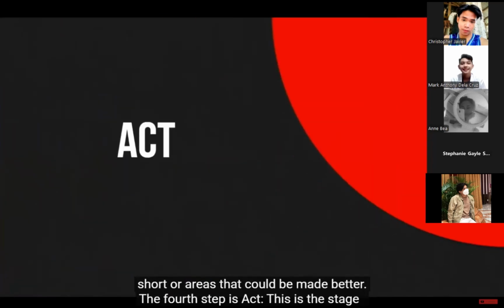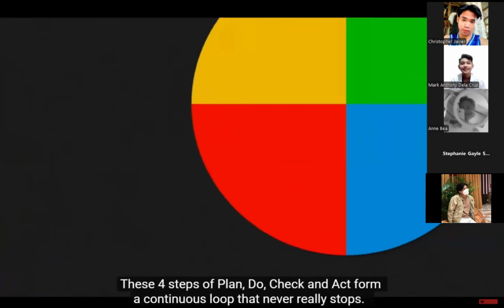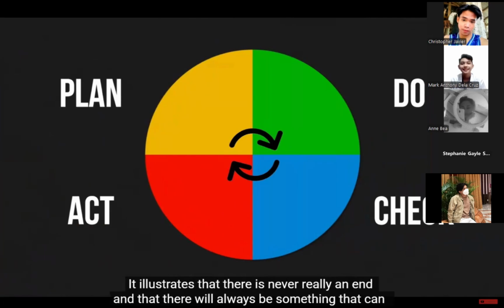And the fourth step is act. This is the stage where you implement those modifications that you made to your process and improve your work. These 4 steps of plan, do, check, and act form a continuous loop that never really stops. It illustrates that there is never really an end and that there will always be something that can be improved upon.